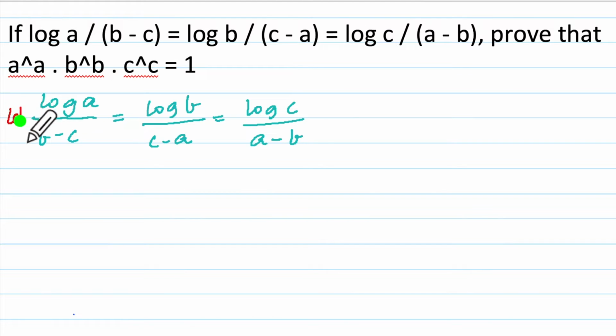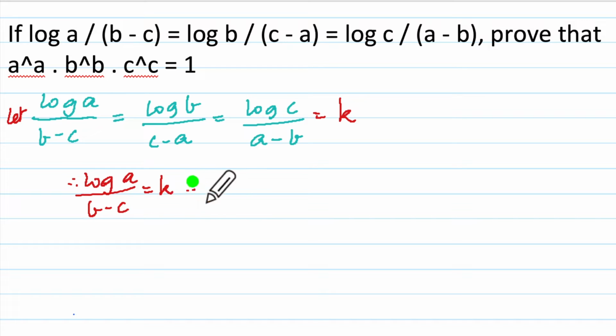So let us say let each one of these equal to k. Because there are three terms which are equal, you cannot take LCM, you cannot do anything else. So we call each one of these terms as k. So therefore I'll have log a upon b minus c is equal to k. Therefore I'll say log a is equal to k into b minus c.